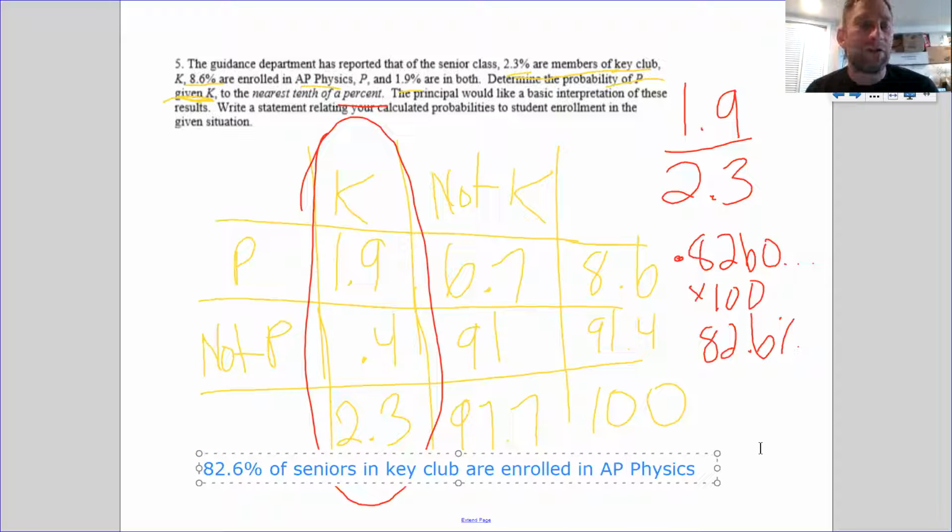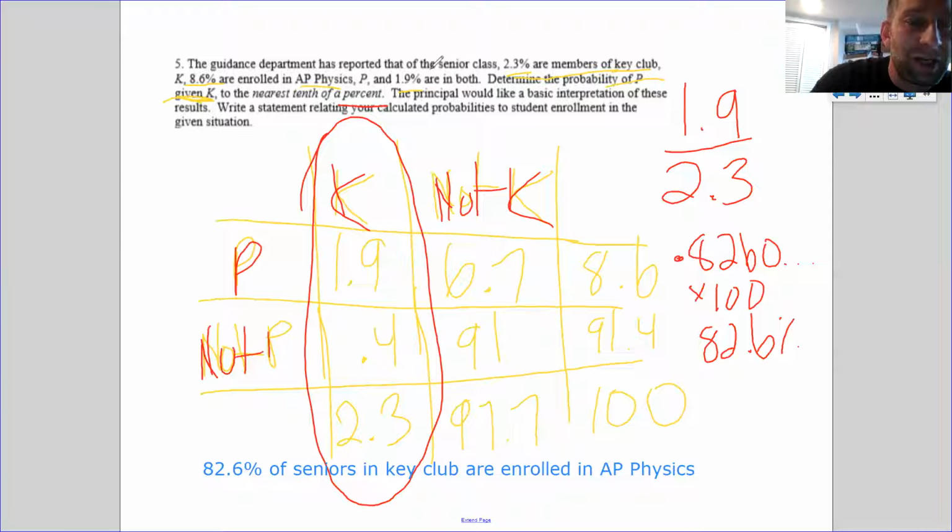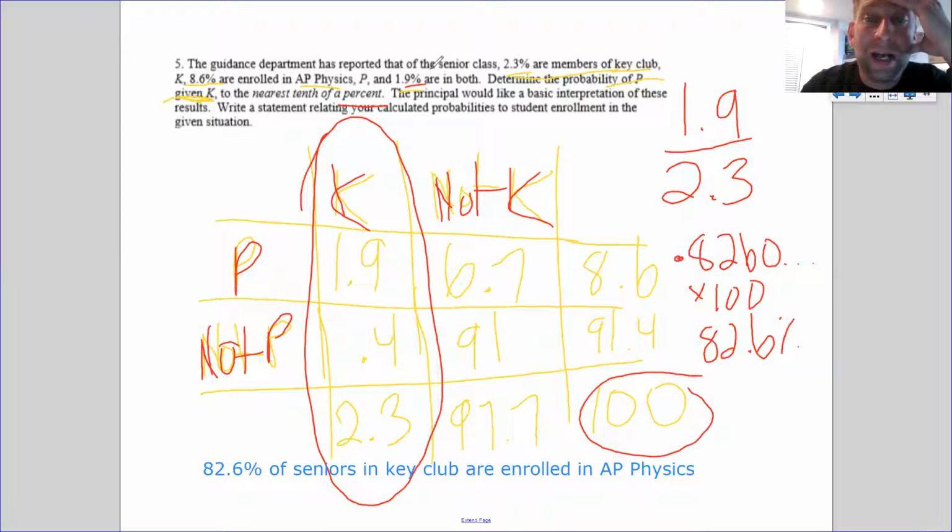So if they don't give you a two-way table, you make your own two-way table. And when you make your own two-way table, one axis is one thing and then not that. The other axis is the other thing and then not that. Your axes are yes and no for each thing. And then you just fill in from there. If there's percents, then your total is 100. If not, then you just have to go by the information they give you.